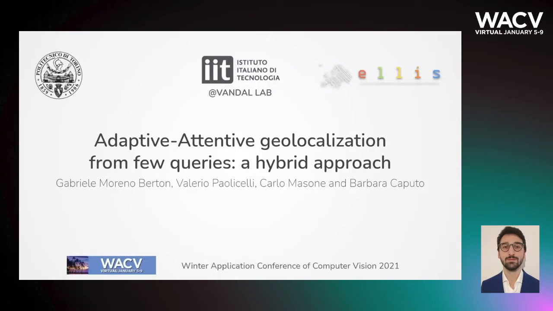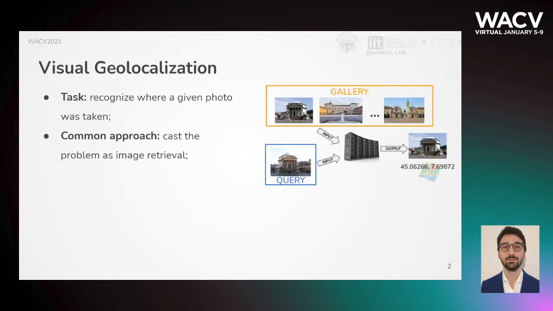Hi, I'm Gabriele Moreno Berton, and I'm going to present our work on adaptive-attentive geolocalization from few queries, a hybrid approach. In visual geolocalization, the task is to recognize where a given photo was taken.